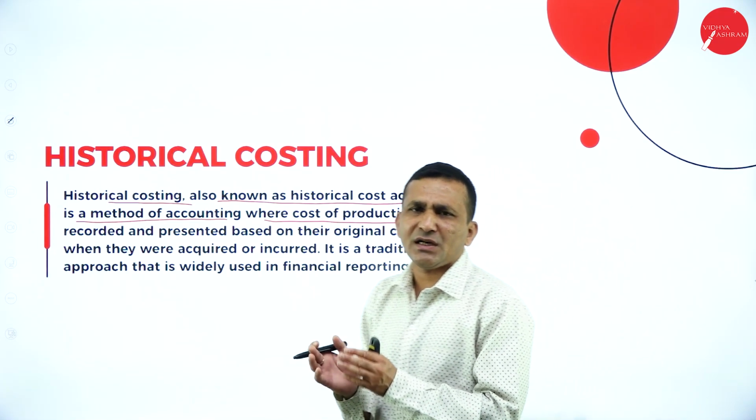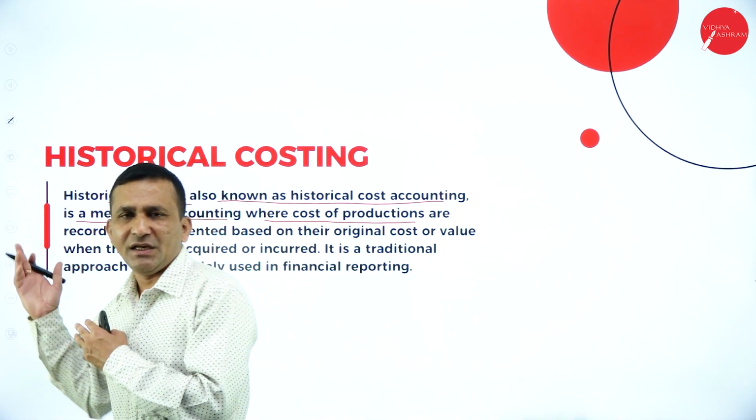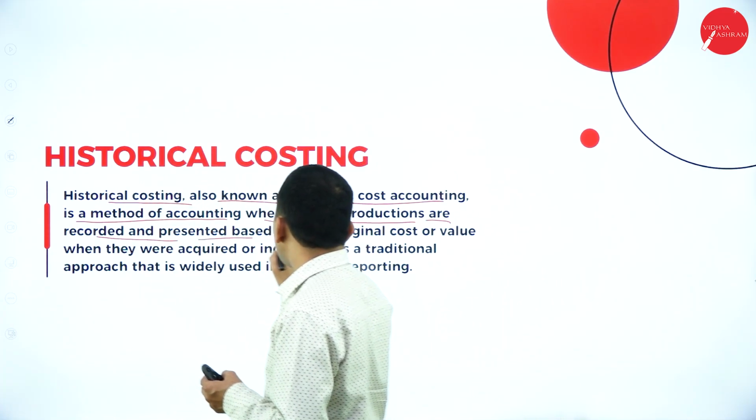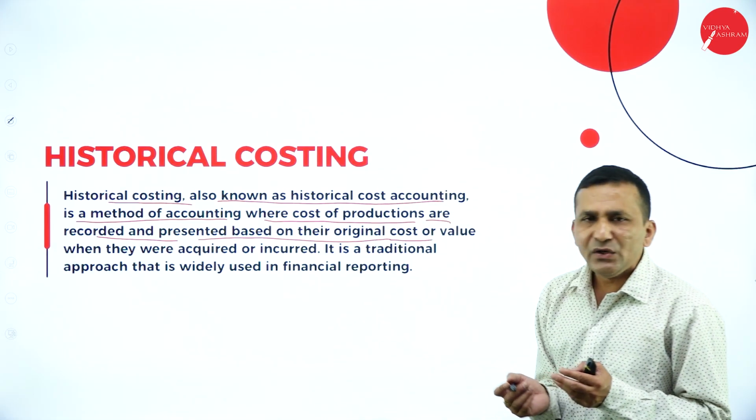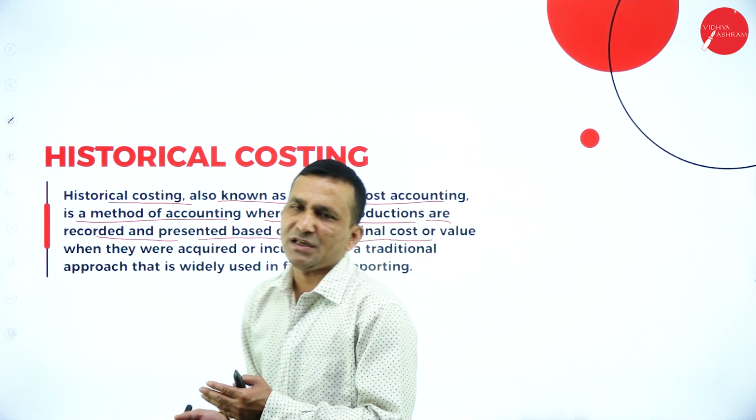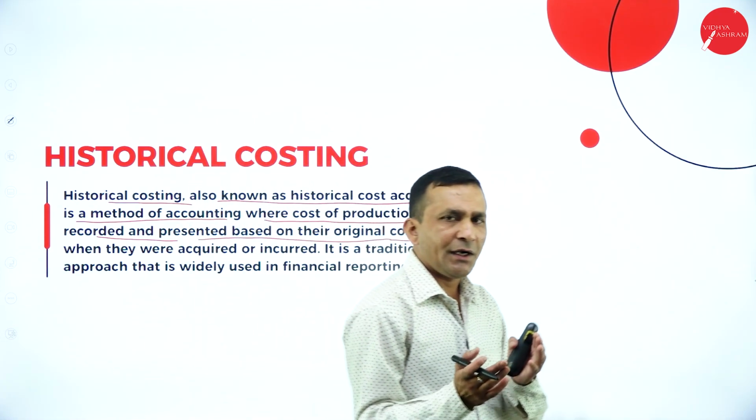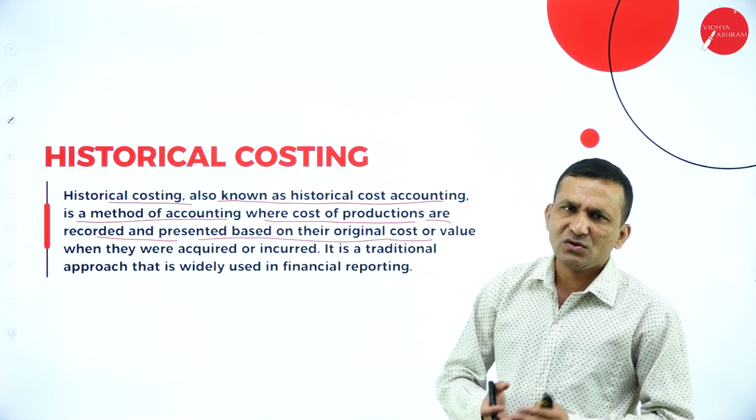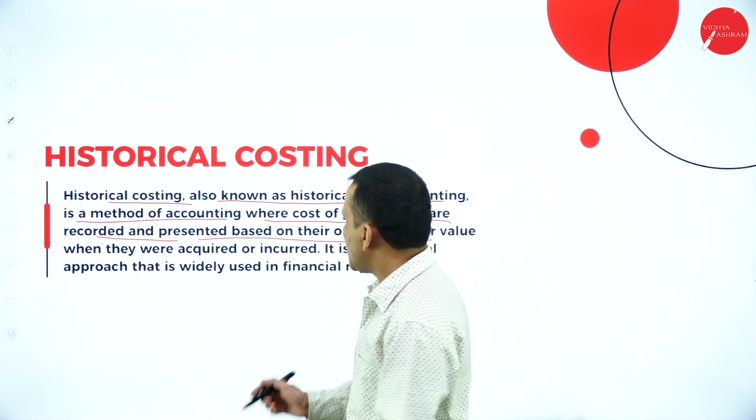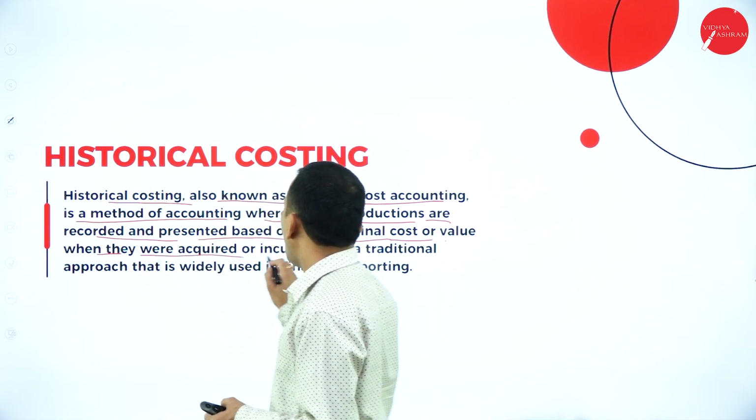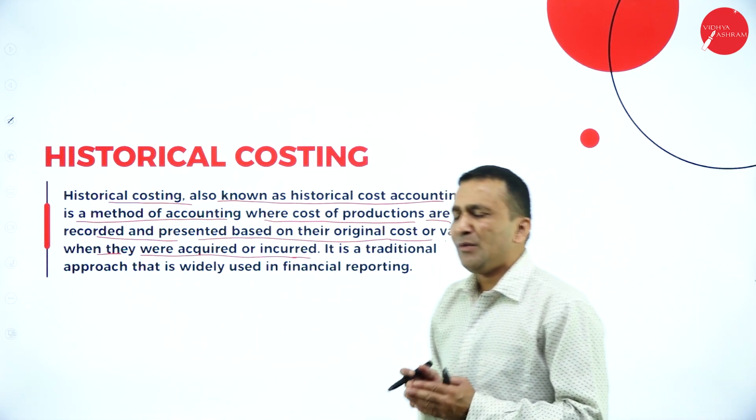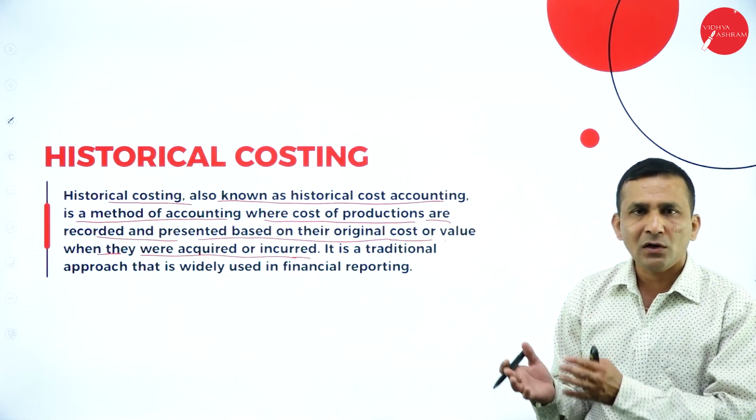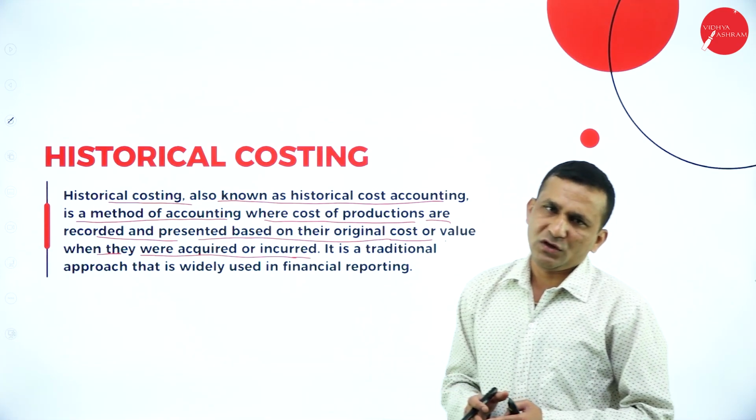So we don't get more clarity about performance when using historical cost. Costs are recorded or presented based on the cost or value, whatever the production involves, whether direct material, direct labor or direct overheads. So we only have the production cost, we are not comparing it with the performance, right? Here the value is taken when they were acquired or incurred. At the time of production, whatever the input related to material, labor or overheads, is directly the only focus.